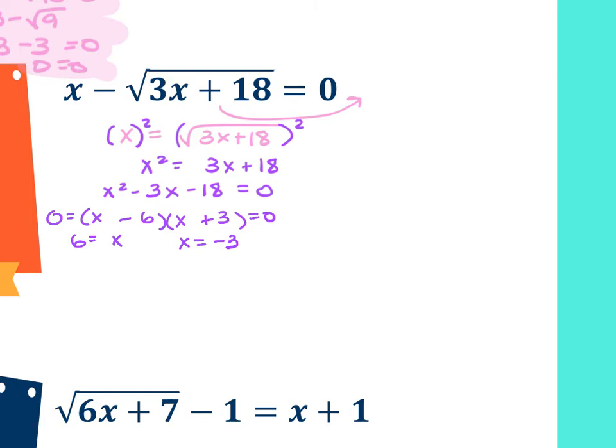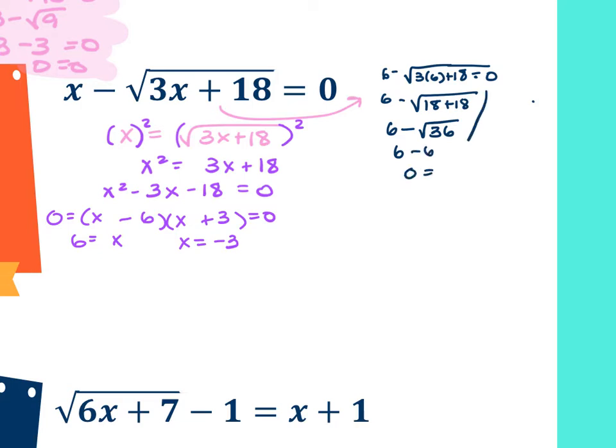And then plug back into check. So 6 minus the square root of 3 times 6 plus 18 equals 0. 6 minus the square root of 18 plus 18. 6 minus the square root of 36. 6 minus 6, which is 0, equals 0. So the 6 works.